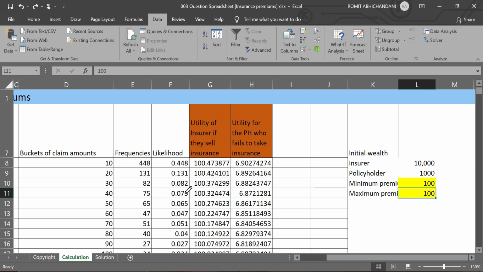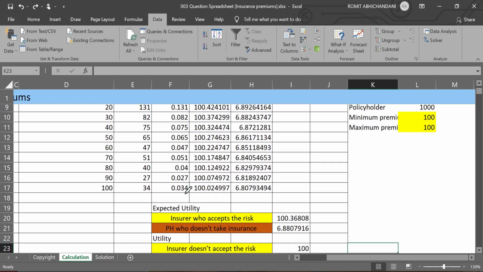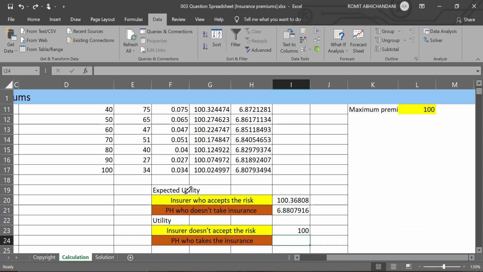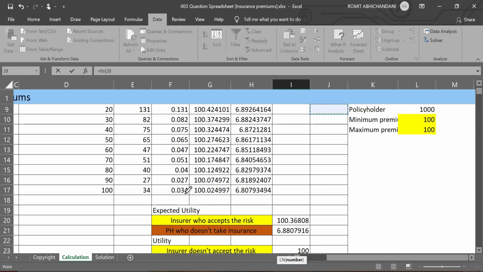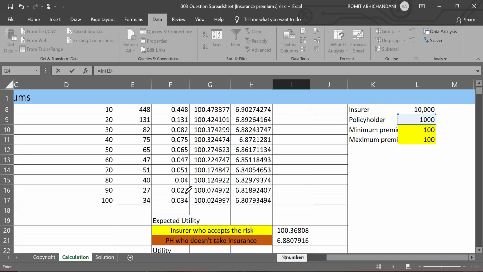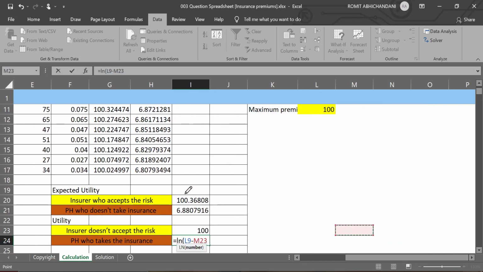So let's just consider that to be 100 again, okay. So for the policyholder who takes insurance, the utility will just be the log utility function, their initial level of wealth minus the premium that they are willing to pay, the maximum premium.